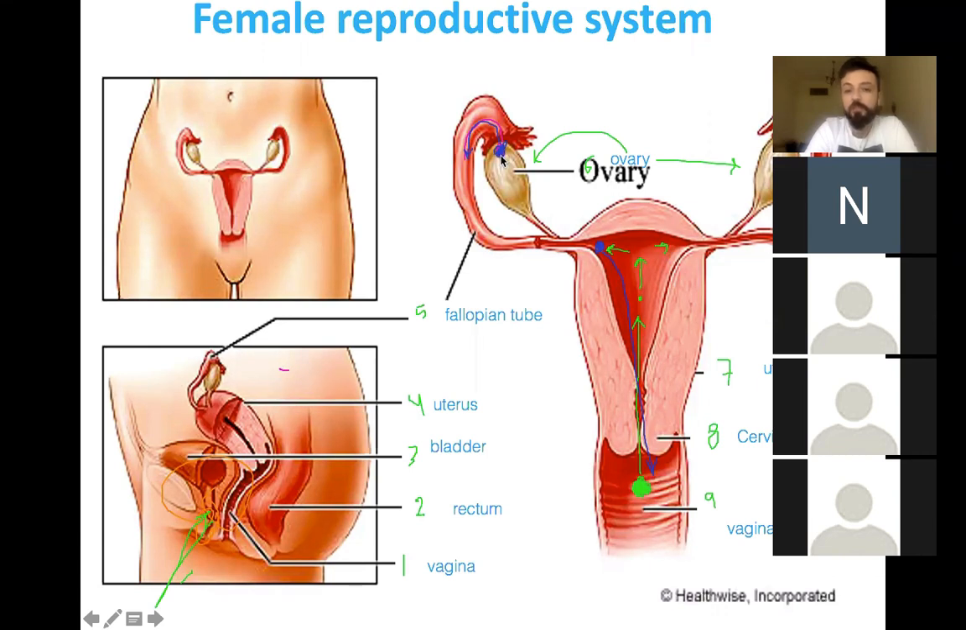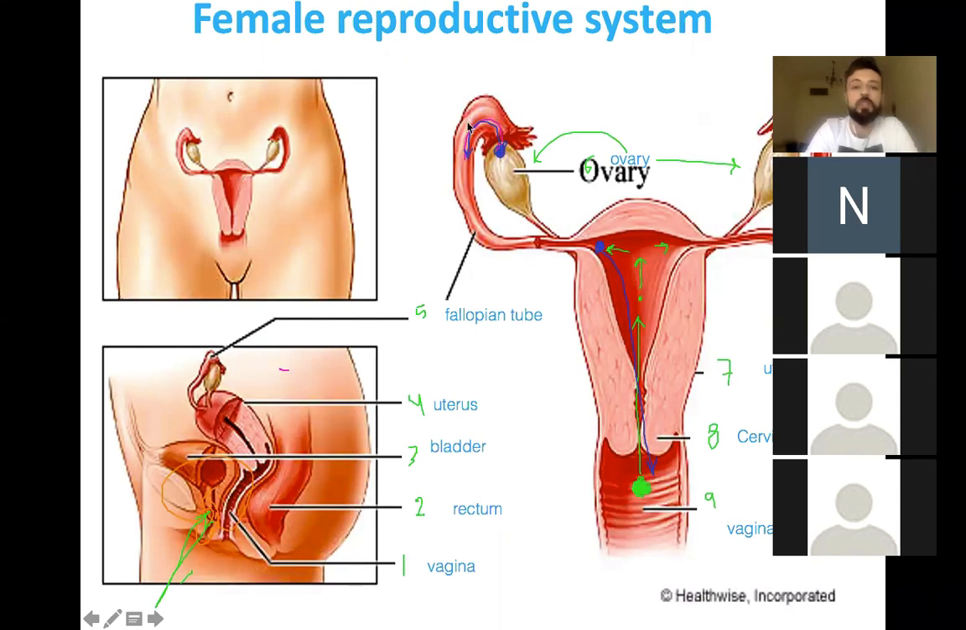The egg is produced once every 28 days. That's something we'll discuss later. This egg, when it leaves the ovary, it remains in the fallopian tube for around 24 hours. And the movement of the egg is too slow. Now, as you know, the egg cannot swim.